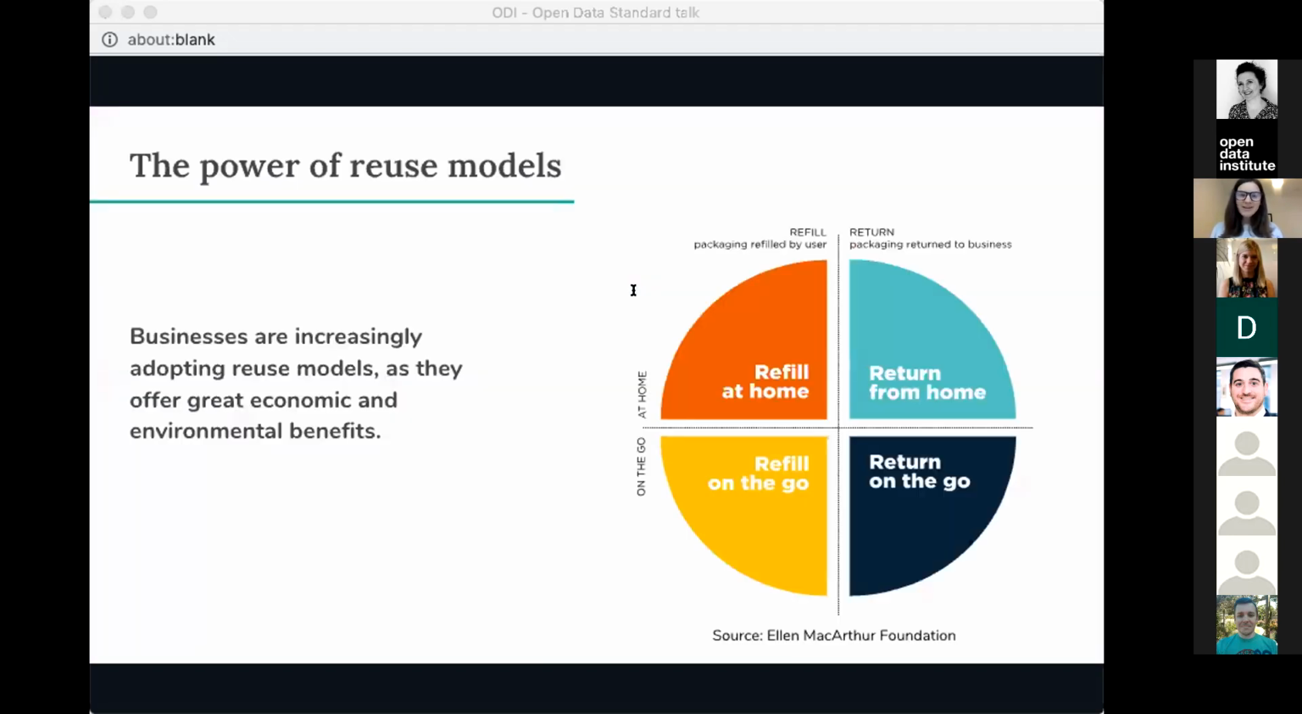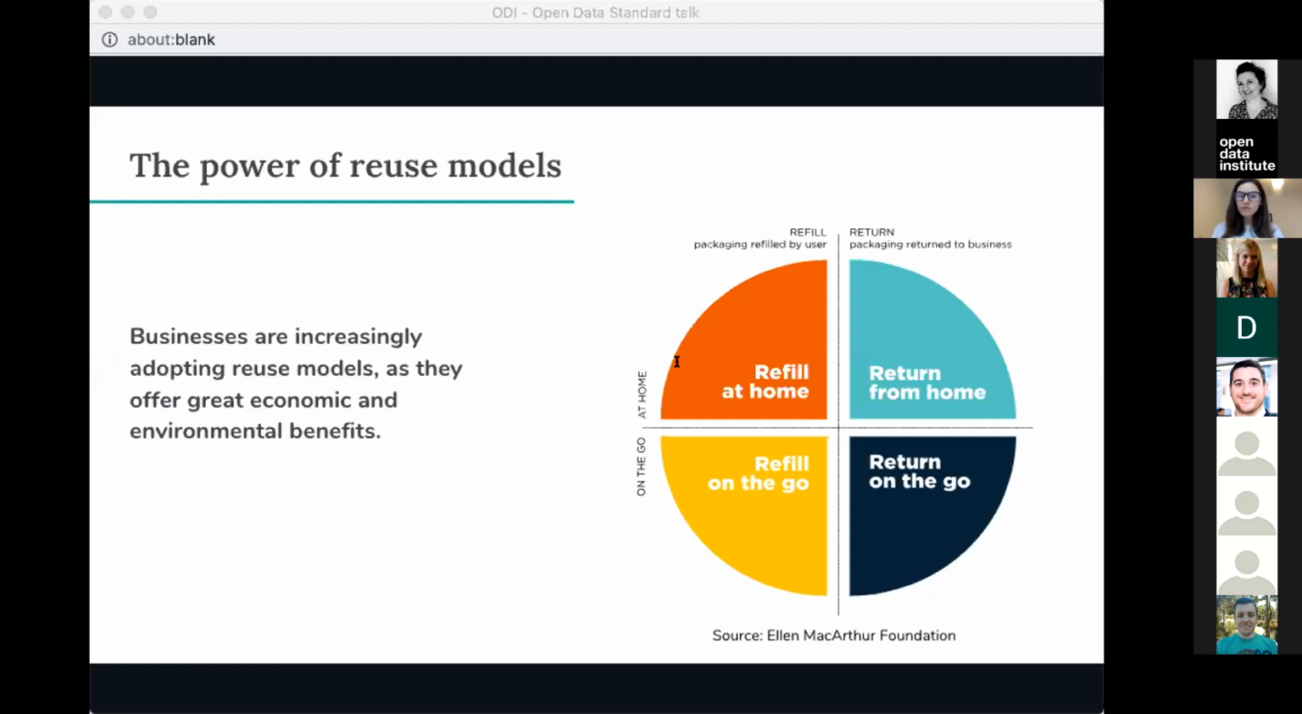That being said, I don't think that's an excuse not to do it, particularly when you look at the amount of money that a lot of these businesses have. So we were really sold on the idea of reuse models, mostly because we'd done a lot of research, reading a lot of the literature that Ellen MacArthur Foundation has put out. And if you haven't come across them before, I'd really recommend having a look at what they publish.